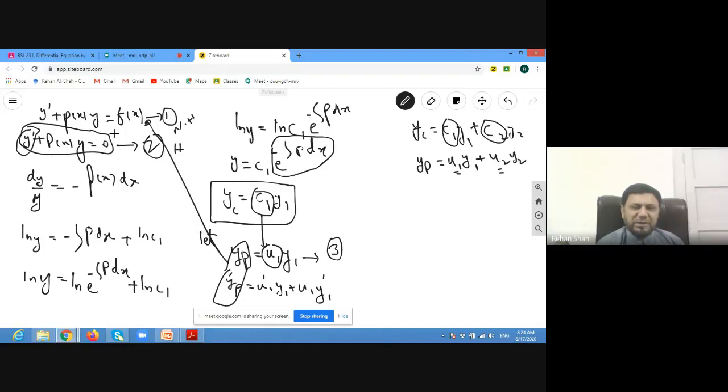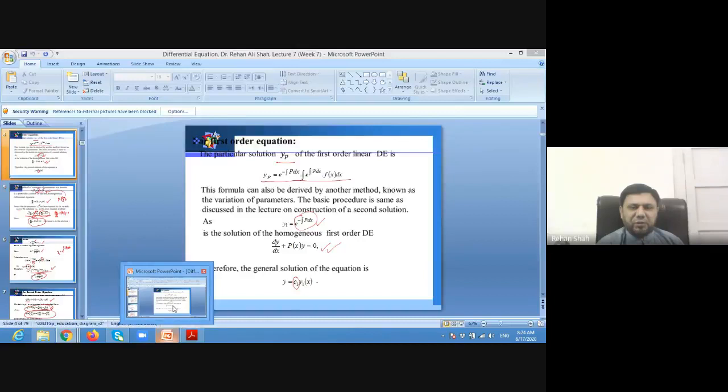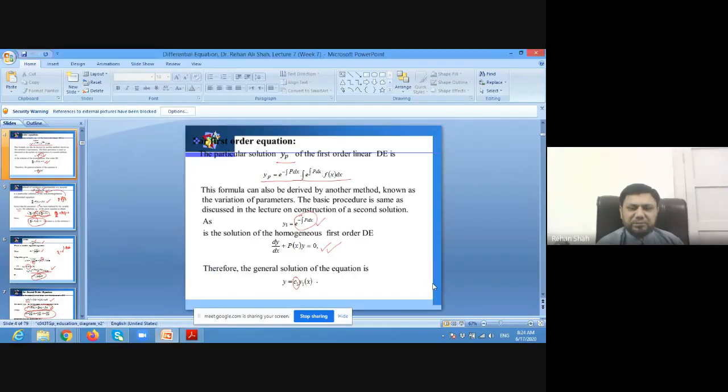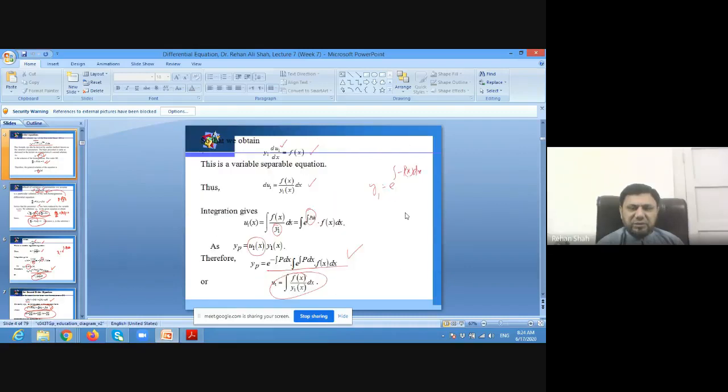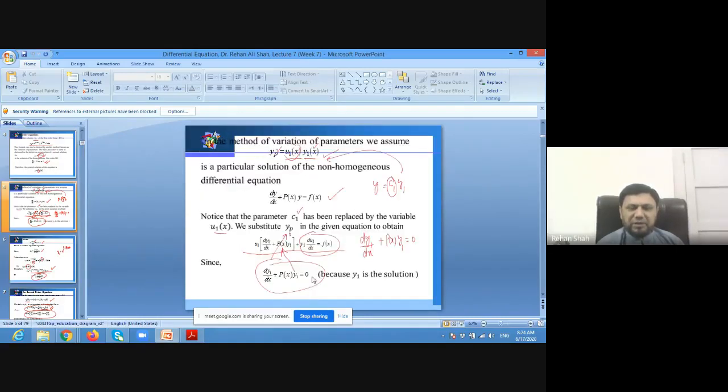So as you replace the values of yp and y dash p in equation 1, you will get this equation. Did you see it? This one. Is it visible?